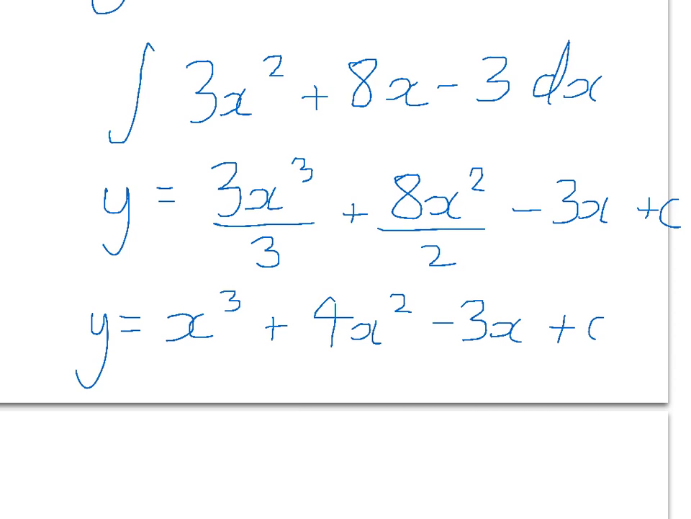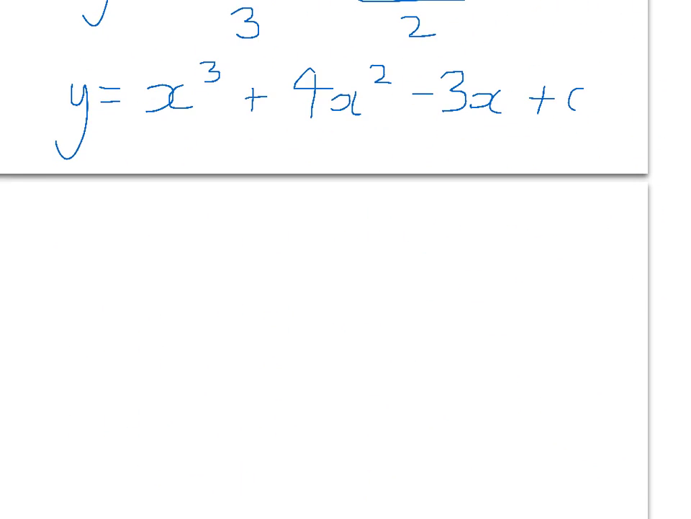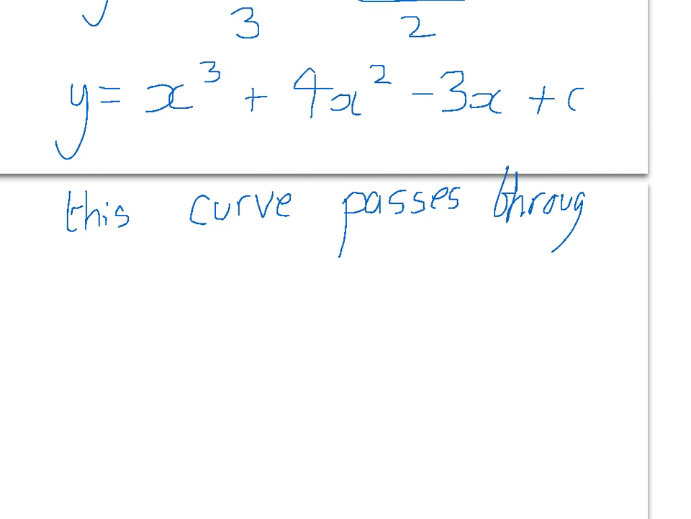Now, the only thing we know now is we're told that this curve goes through the point 1, 12. So in the question, goes through the point 1, 12. So this curve passes through 1, 12. Now what we're going to do to help find that value of c, well, we know what the x component must be, it's going to be 1, and we know what the y component is, it's going to be 12. So we're going to substitute those values in, and it should enable us to find the constant value c.